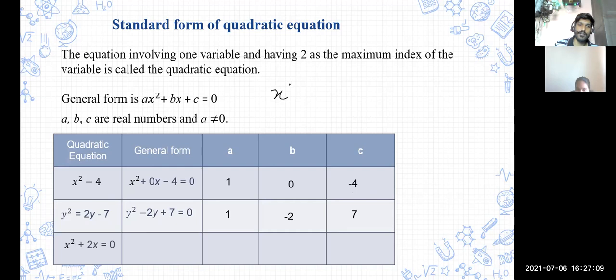Similarly, for the last one, x squared plus 2x is equal to 0. This is not in the general form. What is missing? Plus 0. Yes, correct. So you will write it as x square plus 2x plus 0 is equal to 0. And from here, A is 1, the coefficient of x square is 1. B, that is the coefficient of x, is 2. And the last, the constant term, is 0. Just write all of this.